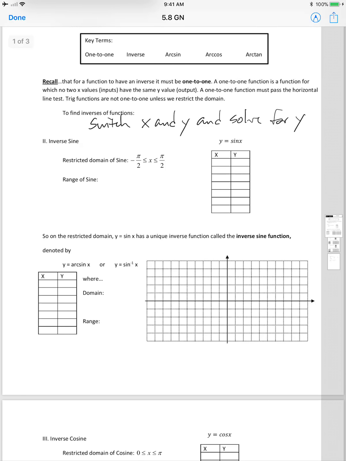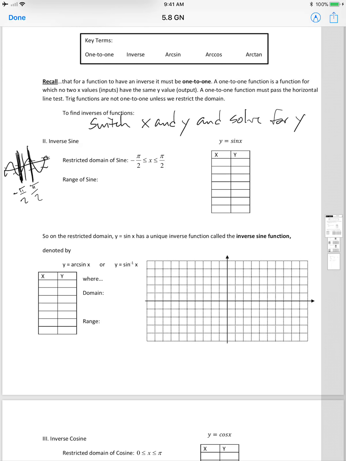If I want to think about the inverse of the sine function, well, let's think about the graph of the sine function. This definitely does not pass the horizontal line test at all. Instead, I'm going to restrict the domain. If I look at just this section of the sine function, from negative pi over 2 to positive pi over 2, then it is 1 to 1. It does pass the horizontal line test. So I can think about the inverse of this function.